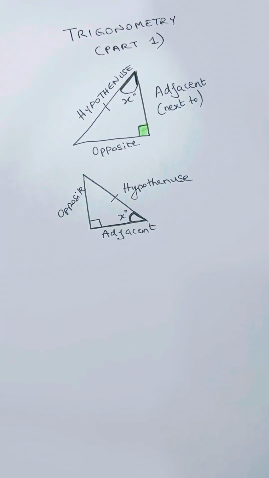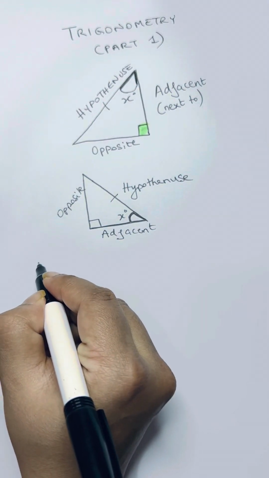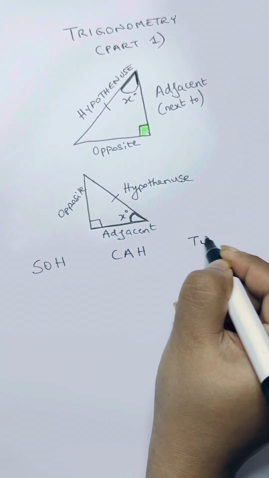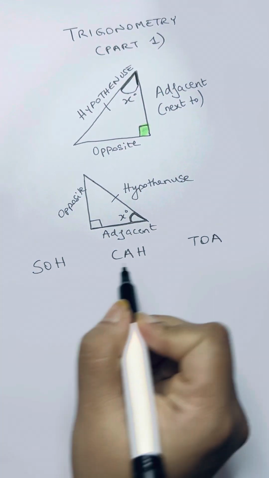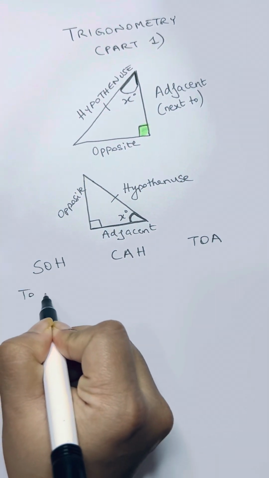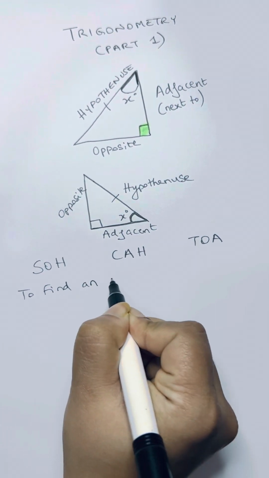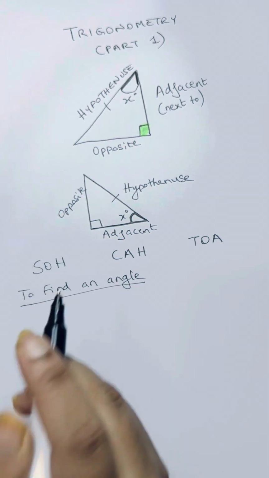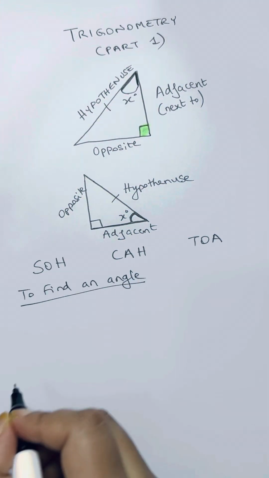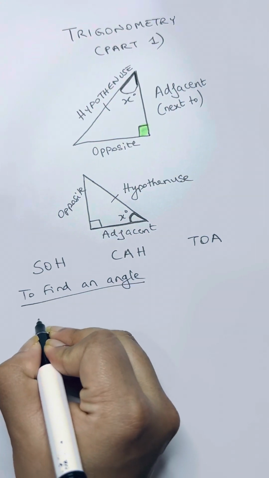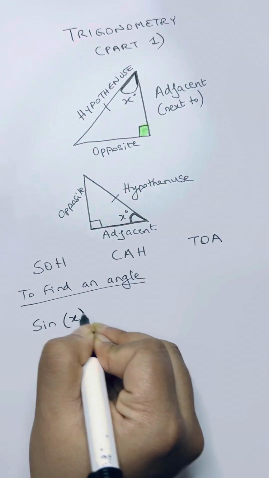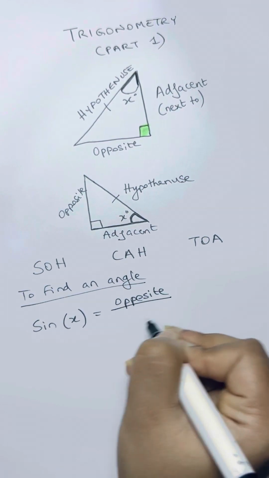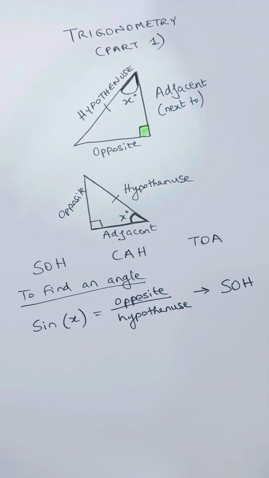So trigonometry is also known as SOH CAH TOA. These are just abbreviations, and they can be used to find an angle in right angle triangles. So the full form for SOH CAH TOA is the following: sine of x equals opposite over hypotenuse. So this is SOH.